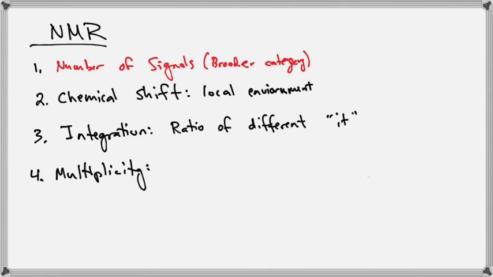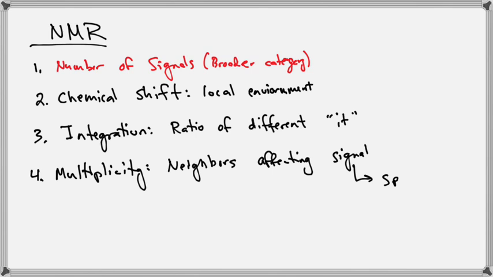Multiplicity, which is now talking about neighbors affecting the signal. And because they're affecting the signal, what happens? Your signal splits into multiple peaks. This is NMR.